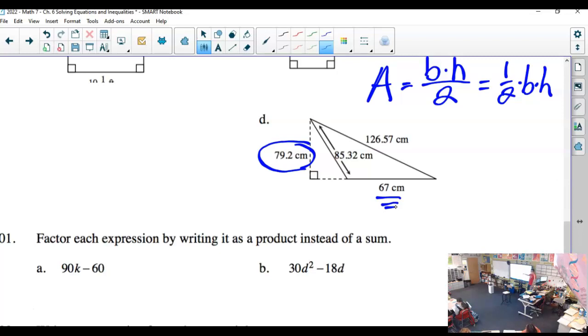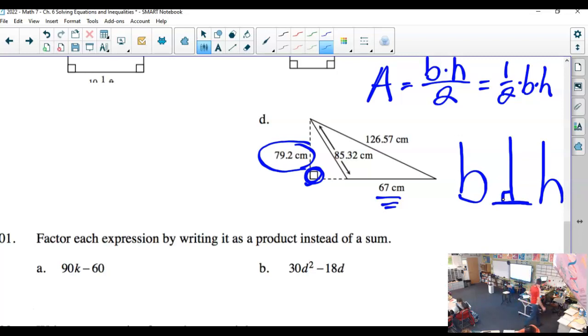Perimeter, I just use the edges, right? But the height, we have to see this perpendicular symbol. So you might want to make a note to yourself if you're struggling on that stuff. Base has to be perpendicular to height.